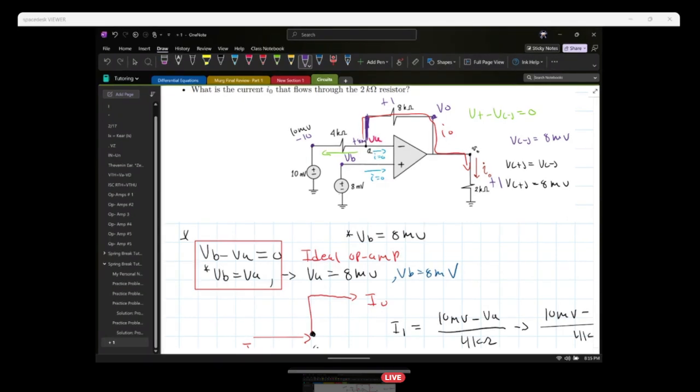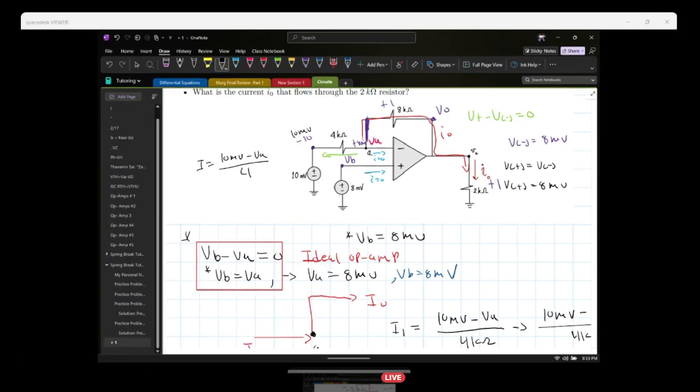Because if we didn't know VA here, then the current would just be I equals 10 millivolts minus VA over 4. You'd have to solve it some other way. The 10 isn't affecting VA, but it affects the voltage drop through the resistor. Indirectly it does, right? I guess because if it was 0, then VA would be different.